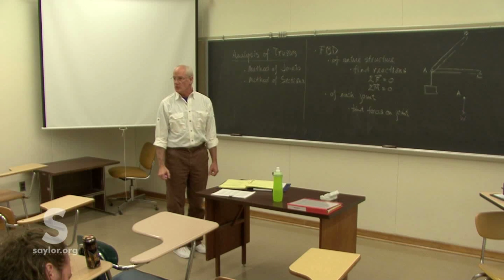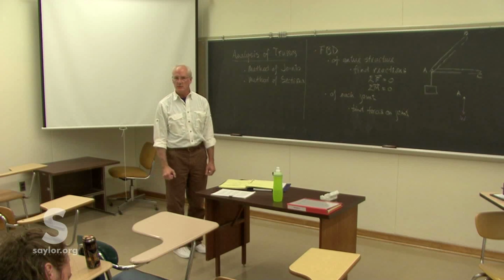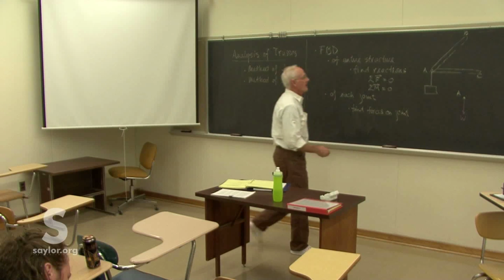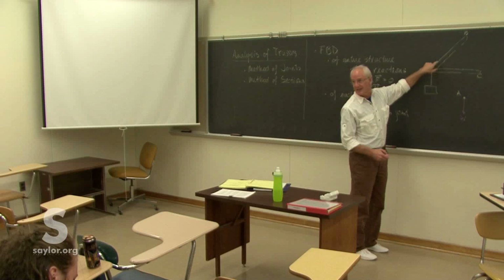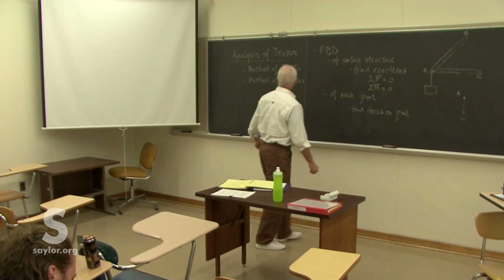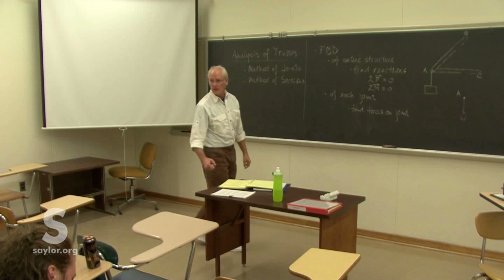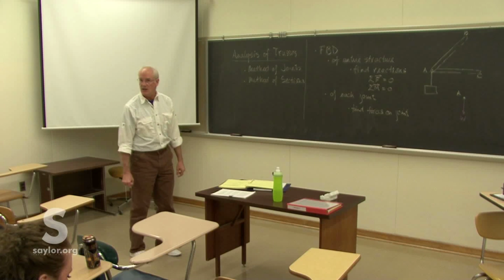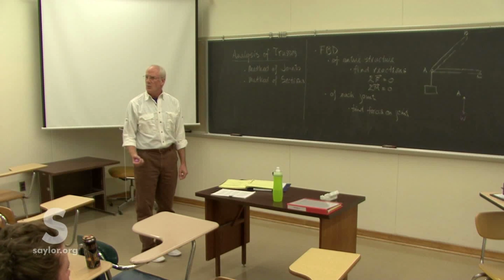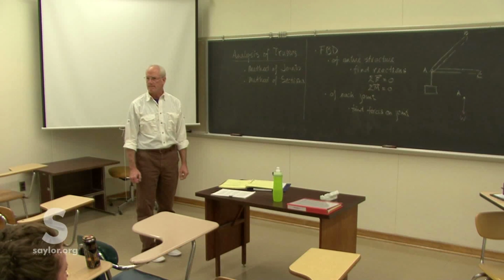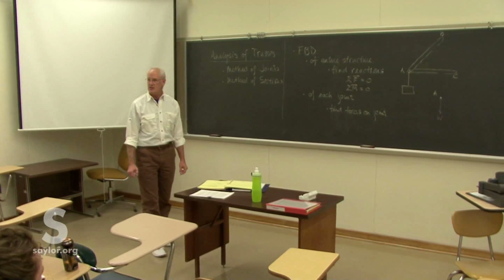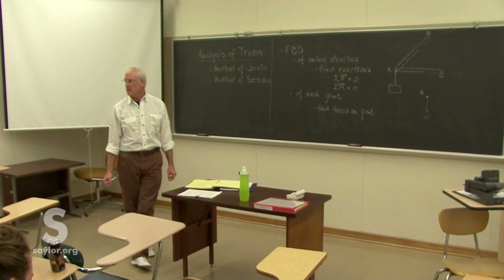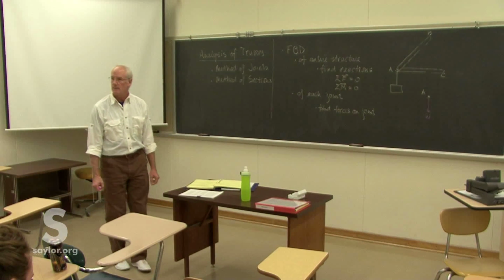There must be other forces on that joint, otherwise it wouldn't be in equilibrium. We also know that only two force members are connected to that joint. That's one of the characteristics of a truss. What's that mean to us then? If only two force members are connected to that joint, what does that tell us about the other forces on that joint?